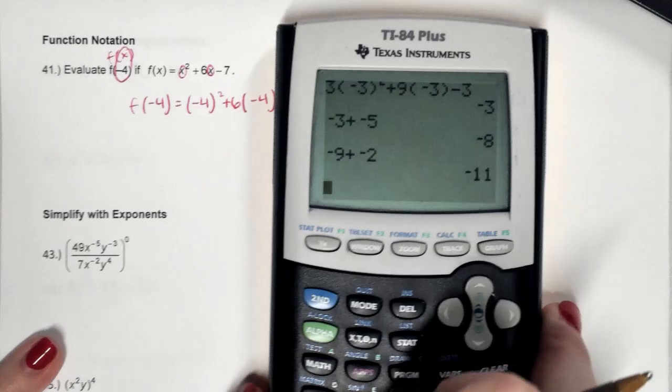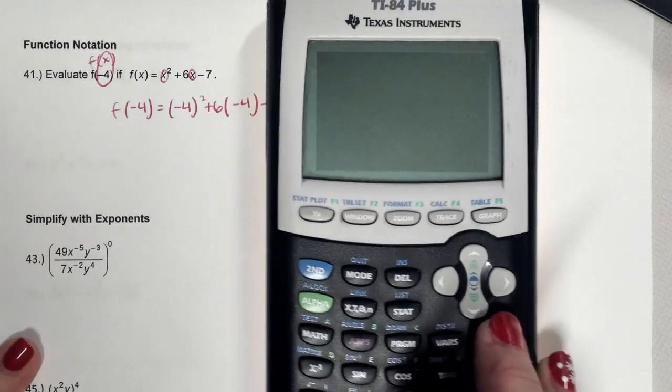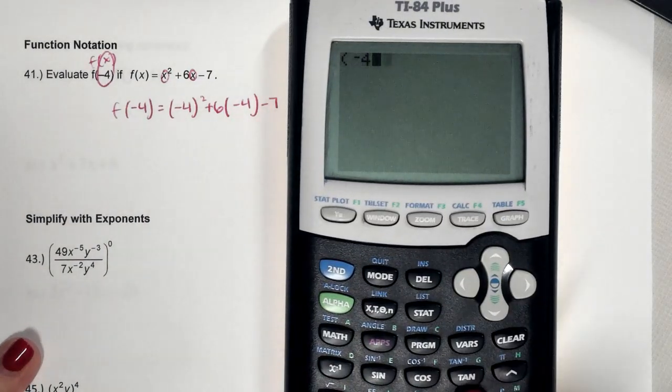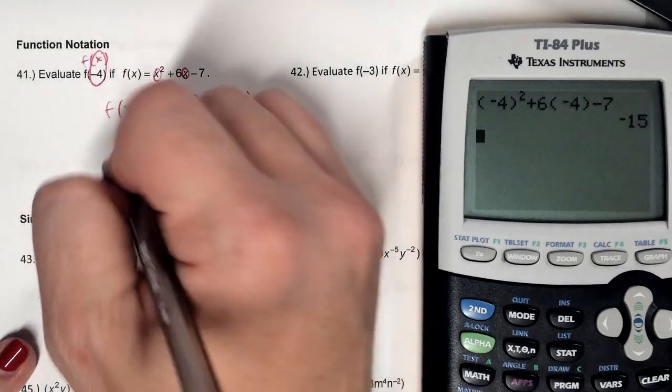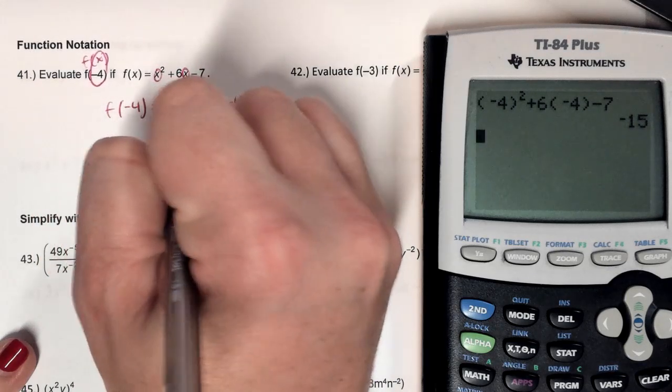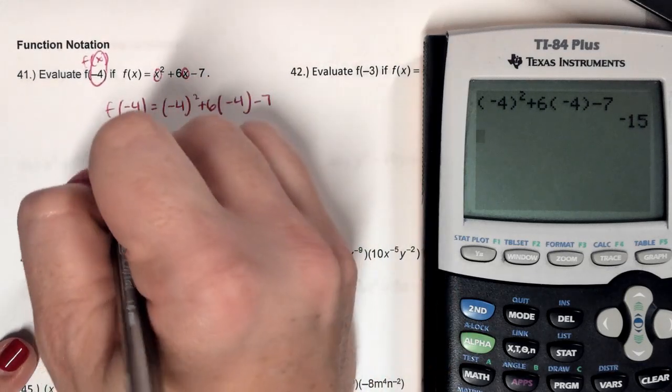Always use parentheses, especially when it's negative. So we have (negative 4) squared plus 6 times (negative 4) minus 7, and that equals negative 15. So we have f of negative 4 equals negative 15.